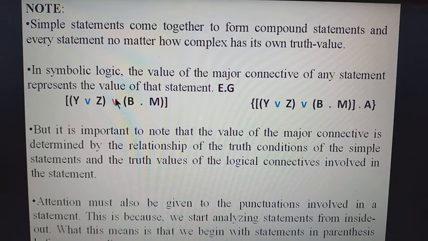So this wedge is therefore the value of the entire expression here, not this and not this, because this is just the value for this parenthesis and this is the value for this parenthesis. This is the value of the whole of this bracket, which is the entire expression. Take a look at this as well.